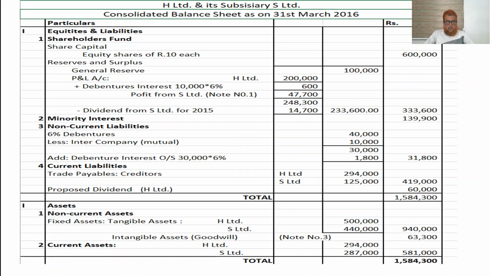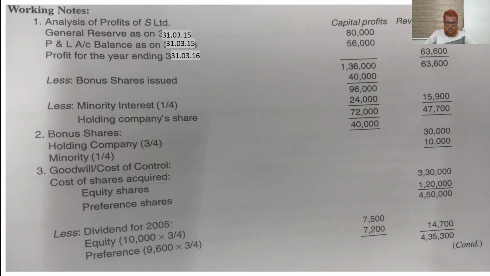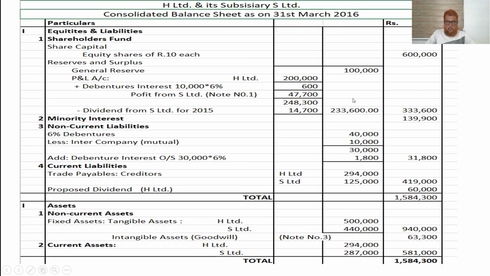So then profit from S Limited, that is note number 1. See here, note number 1. This 47,700 amount will go. This is post acquisition profit or revenue profit, which goes to the balance sheet. 47,700. Total 2,83,300. Then I explained in the second slide already.